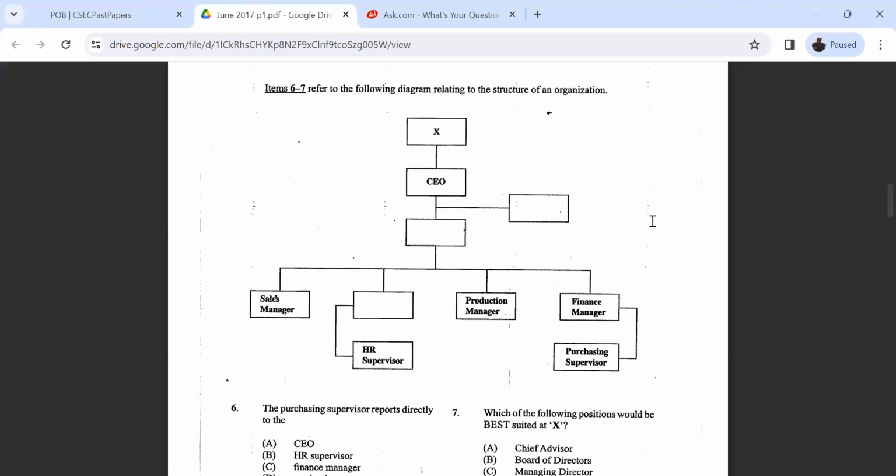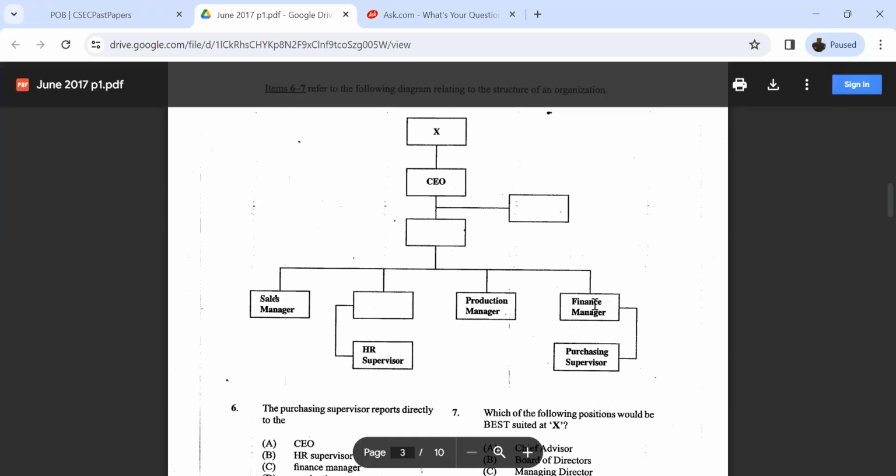All right. So remember, line and staff organizational structure. There's somebody that's supervised, and there's somebody giving support and stuff like that. See this box here? There's the chief advisor going. So where do you think? There's one box for the managing director and one box for the board of... Just a second.